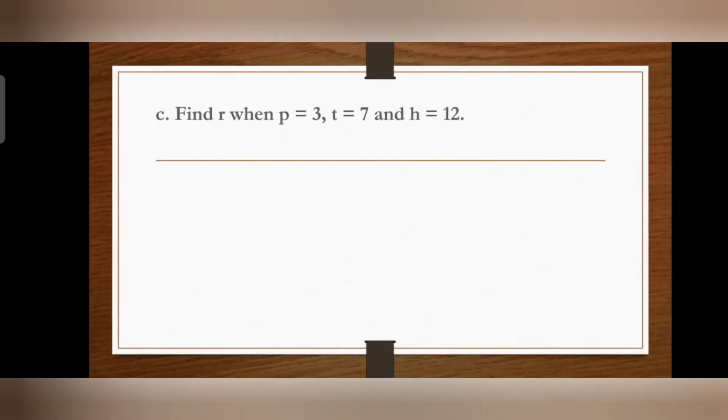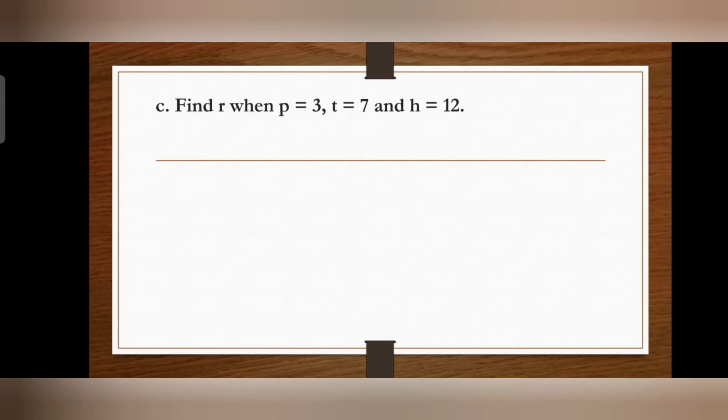Next, we are going to find R. So, find R when P is equal to 3, T is equal to 7, and H is equal to 12. So, same equation lang din. So, R is equal to K times P times T squared divided by H. So, what we are looking for is the value of R.